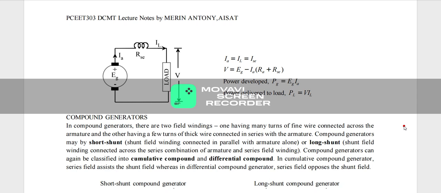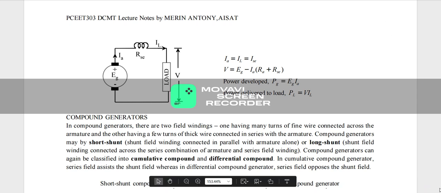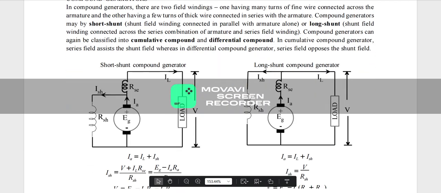Then as usual, power developed in the armature and power delivered to load will remain constant. There will not be any changes. So power developed in the generator will be Eg into Ia and power delivered to load will be equal to V into IL. Then what about the compound DC generators?